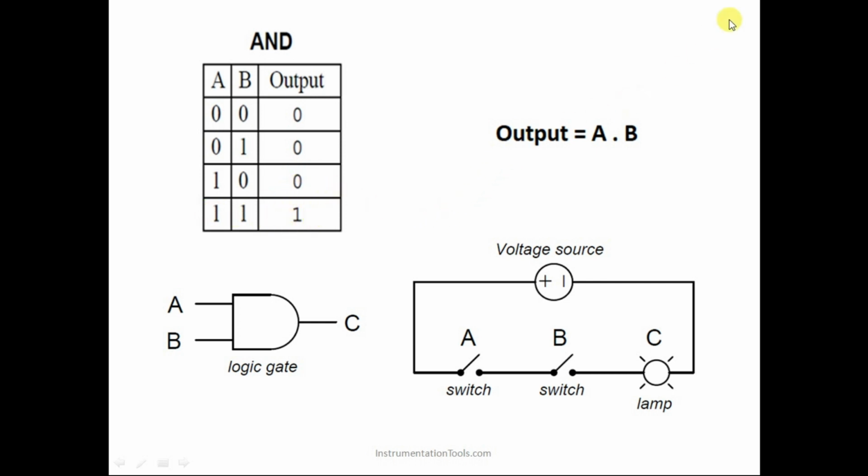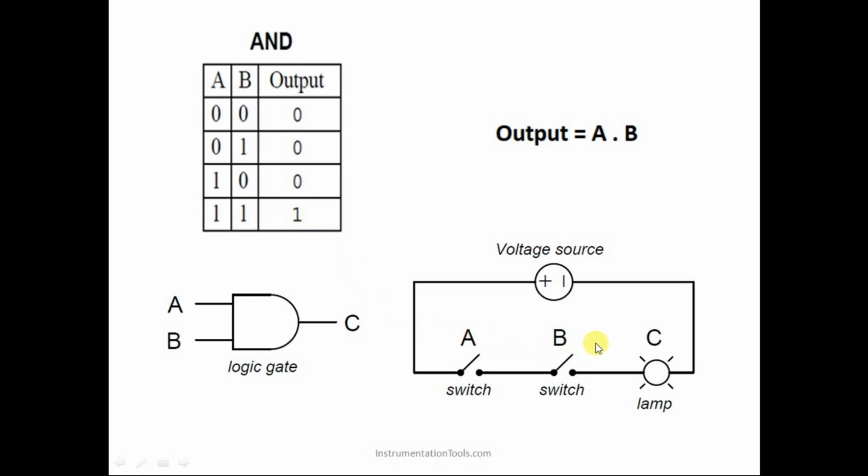The same thing can be observed in the electrical circuit also. The logic gate symbol for the AND gate is like this, with A and B as inputs, and C here is the output. If you observe the same thing in the circuit, you can see that only when both the inputs are high will the output be high. When A and B both are 1, only then is the output 1.